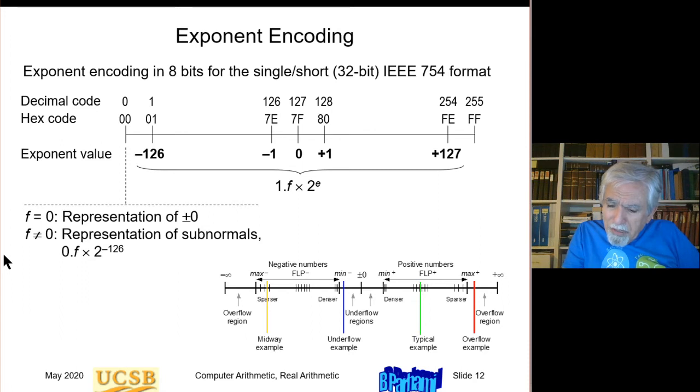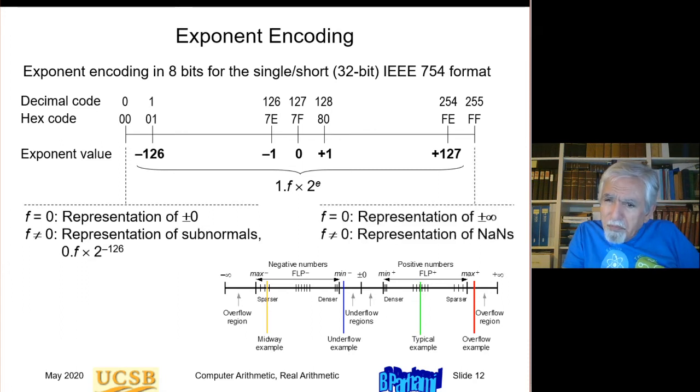On the other end of the exponent range, if the exponent field contains 255, the all ones exponent, and if the fraction is 0, we are representing plus or minus infinity. Again, plus or minus comes from the sign bit. And if the fractional part is non-zero, then we are representing what we call not a number, N-A-N. We pronounce that nan.